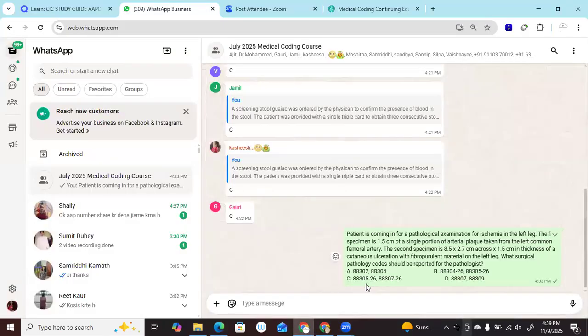Next option we have... okay. As we are going to bill for the pathologist, that means we should not use modifier 26. So our option B and option C have been ruled out. We are left with option A and option D only.